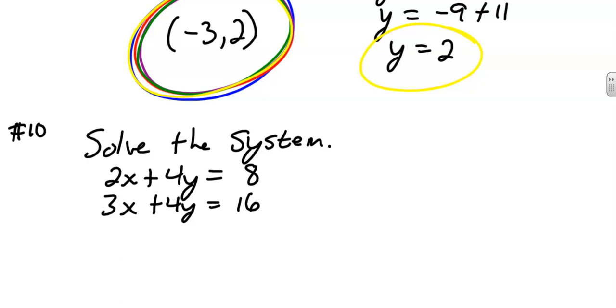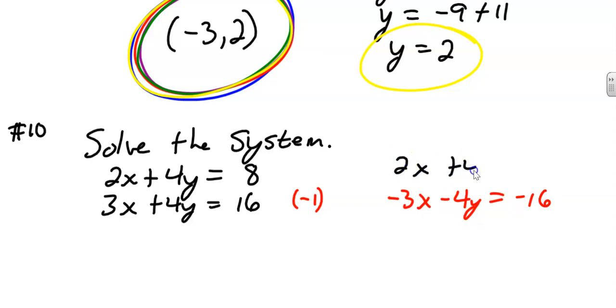That basically you want to try to make it so that the same variable has the same number, but you need one of them to be positive and the other to be negative, so that when you add them together, it goes to 0. So for this one, we're just going to multiply this entire equation on the bottom by negative 1. And in the top part, we're going to leave it just like it is.